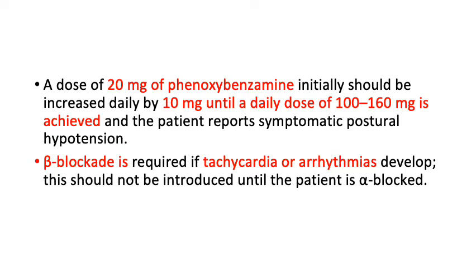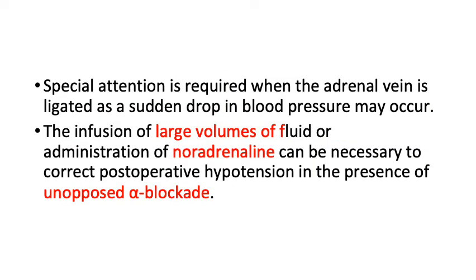We will start with a dose of 20 milligrams of phenoxybenzamine initially, increased daily by 10 milligrams until a daily dose of 100 to 160 milligrams is achieved and the patient reports symptomatic postural hypotension. Beta blockers are required if tachycardia or arrhythmia develop, and this should not be introduced until the patient is alpha blocked.